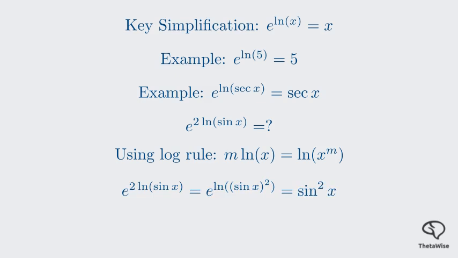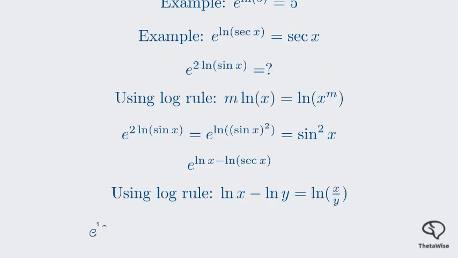Let's try one more. The note provides several examples, but let's do another to reinforce the process. Consider e to the power of ln of x minus ln of secant x. Using the division rule for logarithms, ln x minus ln y equals ln of x divided by y. This simplifies to e to the power of ln of x over secant x. The e and ln cancel, leaving us with x over secant x, which we know is equal to x times cosine x. See how these rules make complex expressions manageable? Mastering these exponential and logarithmic identities will make calculating your integrating factors much quicker. We have successfully practiced simplifying these expressions.